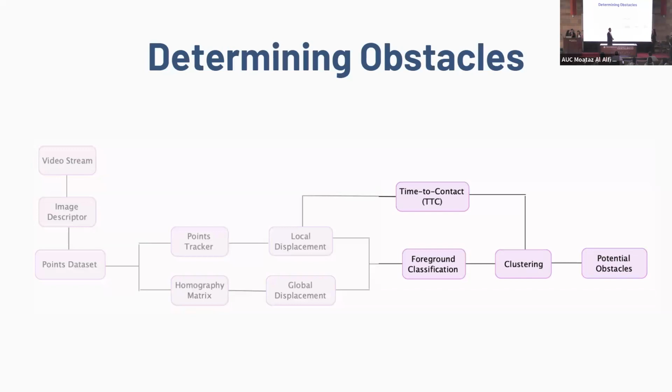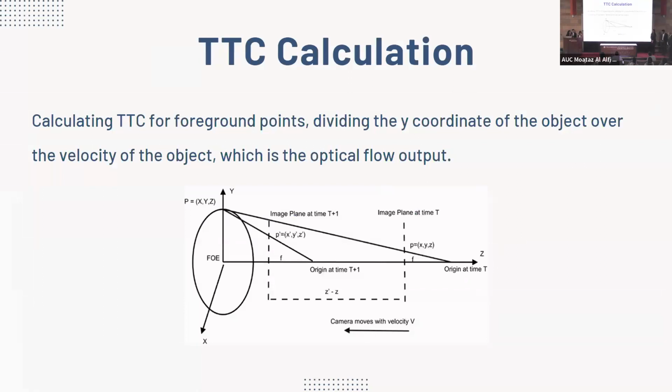Okay, so after calculating the foreground points, we calculate the time to contact for each foreground point. So how is this time to contact calculated? It's calculated based on the change of the y coordinate when the user is heading towards the focus of expansion point of the object itself and the optical flow output. However, the x coordinate doesn't really affect our time to contact metric because, as Hazem mentioned earlier, we do not want to consider if the object is moving horizontally. We want to consider when the user is moving towards the object itself. Therefore, the time to contact is calculated by dividing the y coordinate of the object over the velocity of the object, which is the optical flow output as mentioned before.